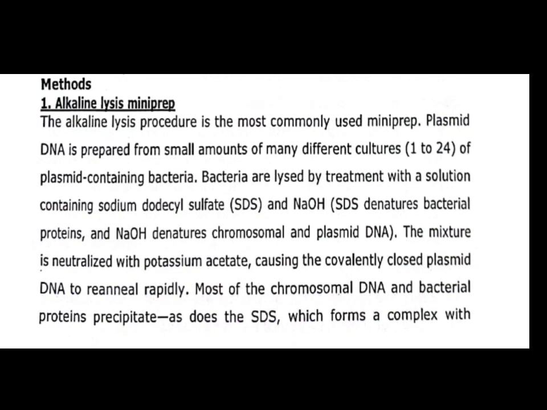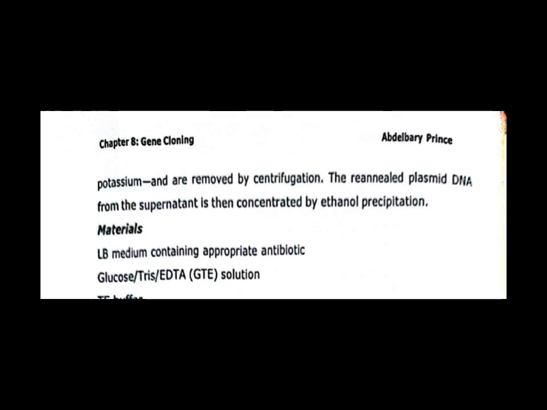The mixture is neutralized with potassium acetate, causing covalently closed plasmid DNA to reanneal rapidly. Most of the chromosomal DNA and bacterial protein precipitate, as does SDS, which forms a complex with potassium, and are removed by centrifugation. The reannealed plasmid DNA from the supernatant is then concentrated by ethanol precipitation.